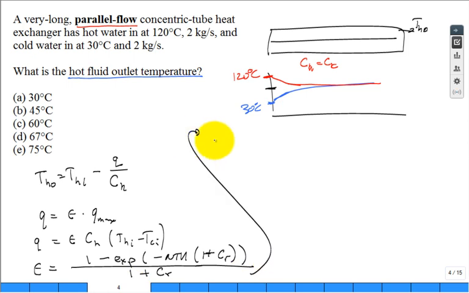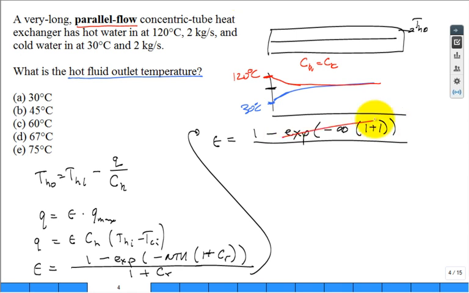So now what we're going to do is we're going to say the number of transfer units is infinity. So we have effectiveness is equal to 1 minus the exponential. We've done this before. Negative infinity times 1 plus 1, which is 2. But guess what? All of this goes off to 0. And then we divide by 1 plus 1. So the effectiveness comes to be 1/2.